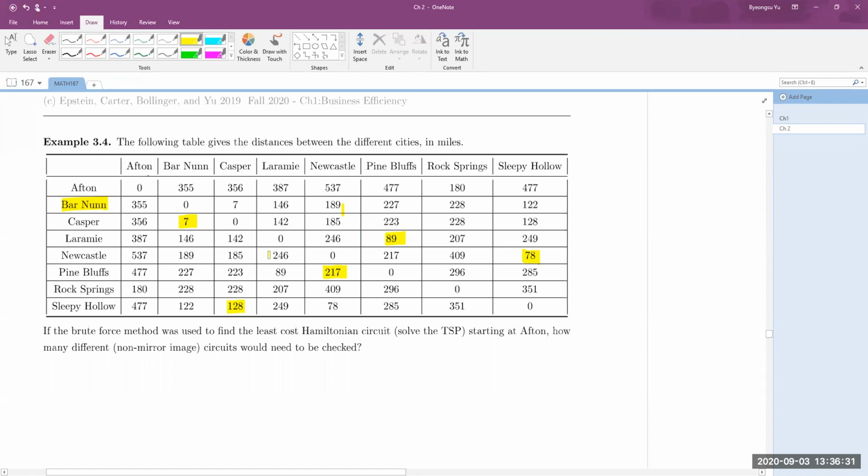And from Laramie, you have already visited Newcastle, Pine Bluff, Casper, and Barnum. So there are only 2 choices: Rock Springs or Afton. But Afton is much farther than Rock Springs, so we need to go to Rock Springs. And from Rock Springs, the only choice you can go to is Afton.